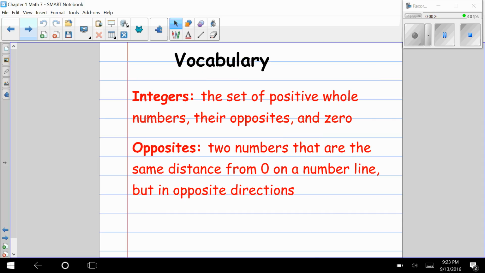An integer, or integers, is the set of positive whole numbers, their opposites, and zero. This is any positive and negative number that does not have a fraction or a decimal attached to it. Opposites are two numbers that are the same distance from zero on a number line, but in opposite directions.